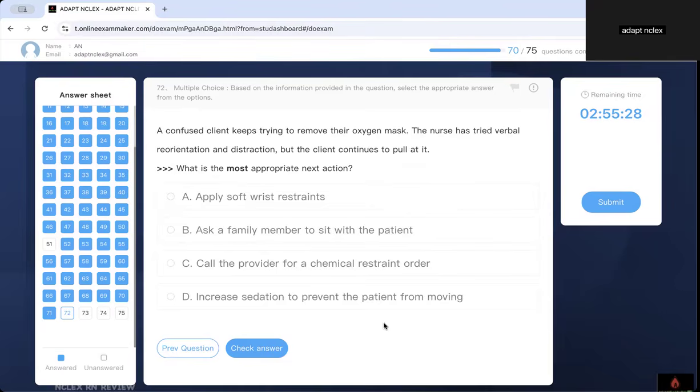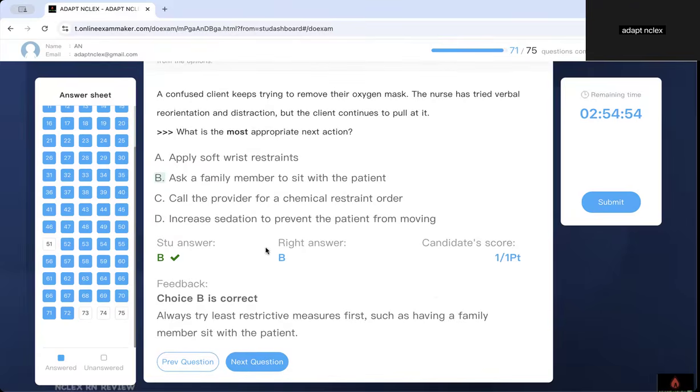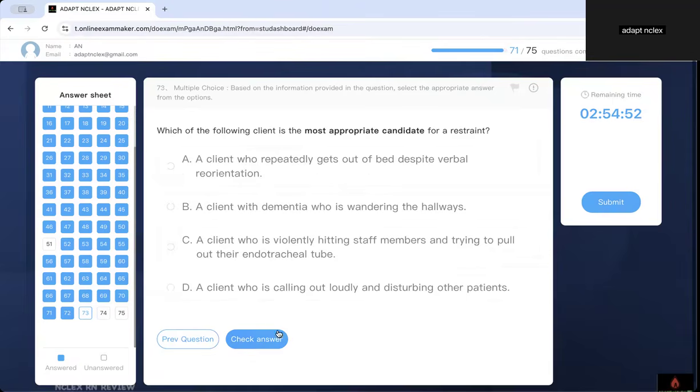Call the provider for a chemical restraint. Increase sedation to prevent patient from moving. Whether you like it or not, you're going to see a restraint question. And what I tell you: least restrictive, least restrictive, least restrictive, no matter what. Increase sedation, chemical. Calling the provider for chemical, saying the same thing. Asking a family member to sit with them, least restrictive. Applying self-restraint, that's not least restrictive. You see, A, C, and D are saying the same thing. The only thing that is not touching the patient is that.